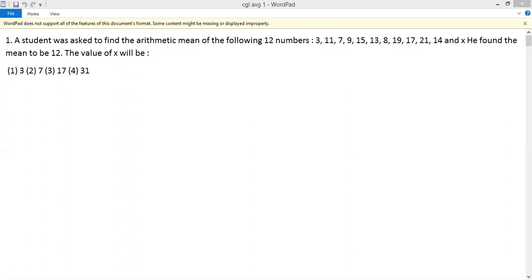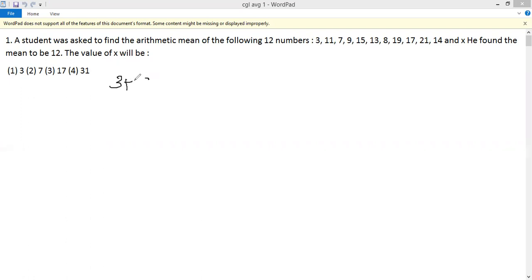Okay, right. We will see average here. 3 plus 11. Here, what he has given is the mean. Mean means total. How many numbers? 12 numbers. What is the sum of the numbers? See here.